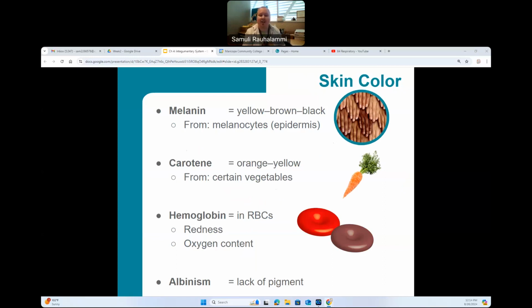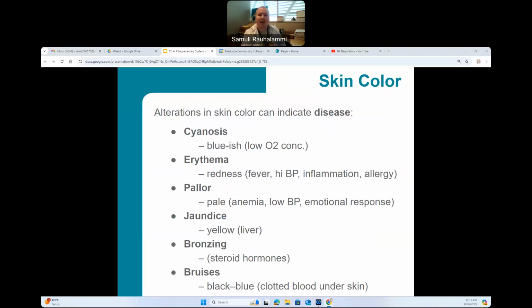And finally, I'm mentioning albinism, the lack of skin pigment, which gives the characteristic appearance of individuals who are albinos. We can also tell a lot about individuals' health by looking at their skin. So I've listed on this slide a few different alterations of skin color as they indicate diseases. I'll let you investigate those further if you're interested, but there's a broad range of what we can see there.